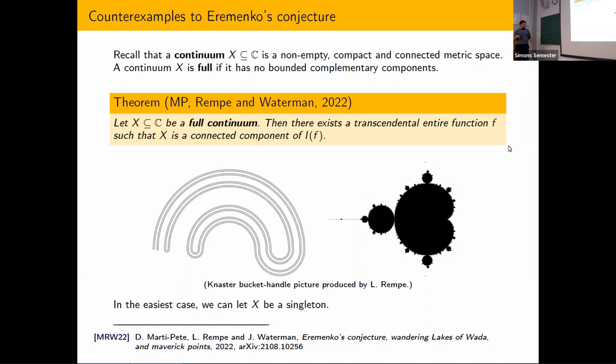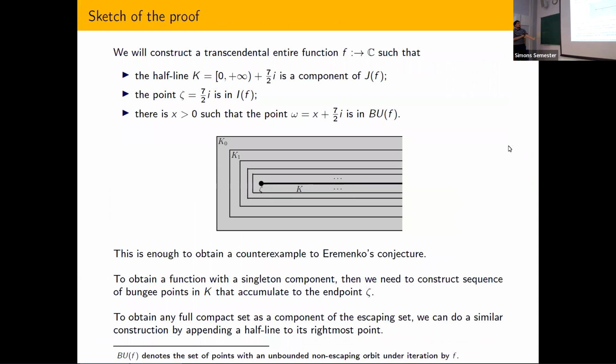In the easiest case, we can make X a singleton, just a point. So there are entire functions for which just one point is a component of the escaping set. But how do we go about constructing this? Again, you may have seen me talking about this in connection to wandering domains. So we will construct a function. This is very similar to the first construction, so if you follow the first part, you're safe.